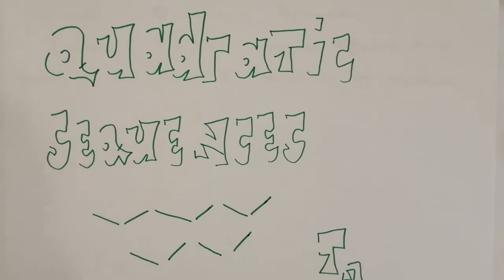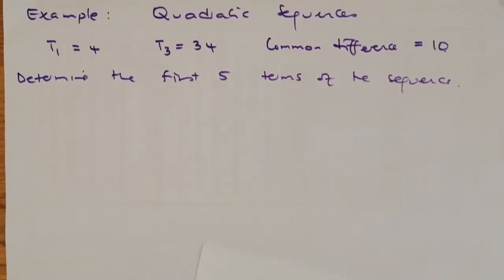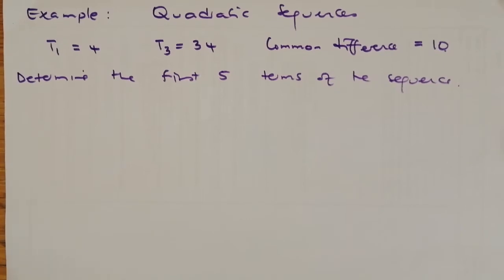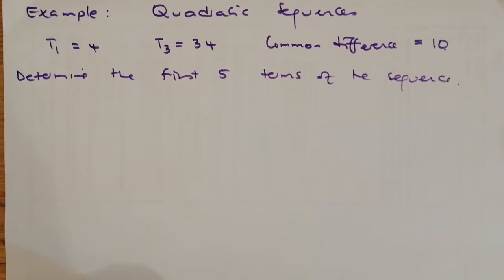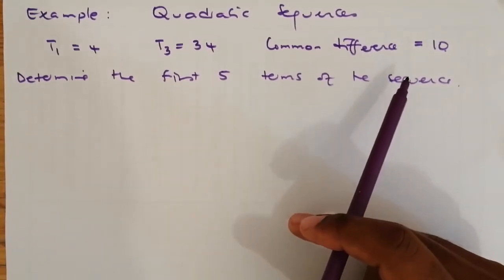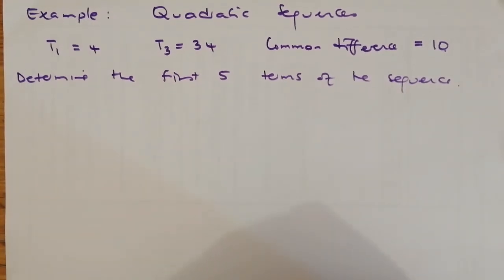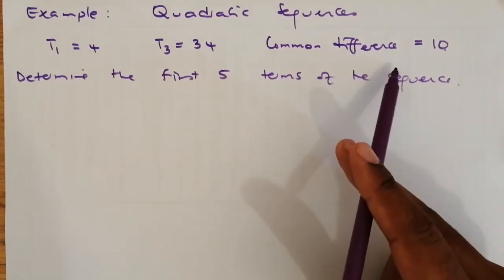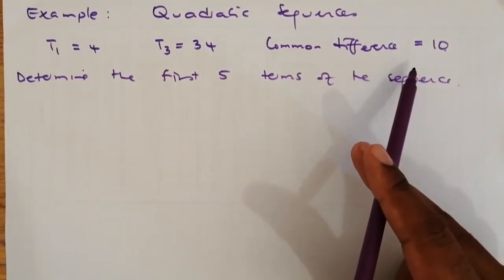This is the third video on quadratic sequences. Right here we are given the first term, which equals 4, the third term, which is 34, and the common difference, which equals 10. Since we are dealing with quadratic sequences, the common difference here is the second difference. If we were dealing with arithmetic sequences, this common difference of 10 would be the first difference.